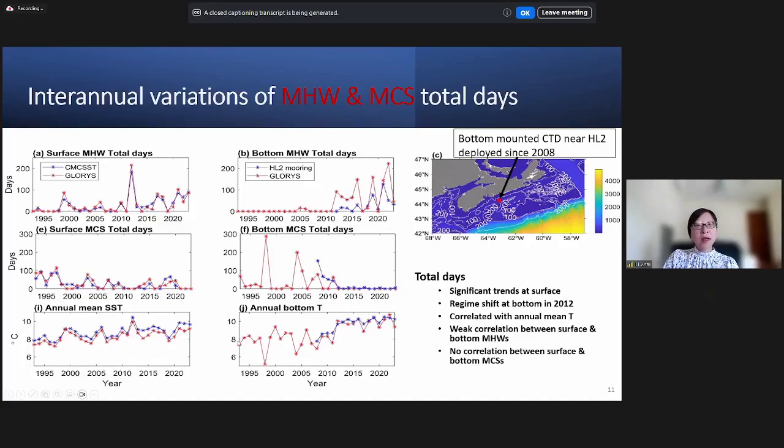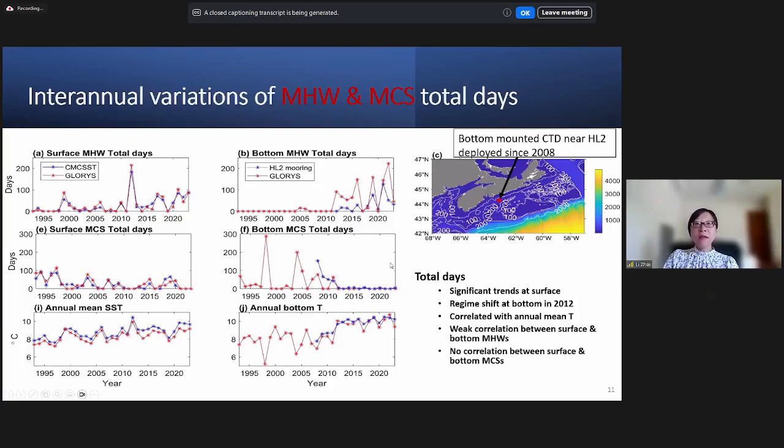And you can see this mean temperature shift from about 8 degrees before 2012 to about 10 degrees after 2012. And we also found there's a weak correlation between surface and bottom marine heat waves, and no correlation between surface and bottom marine cold spells.